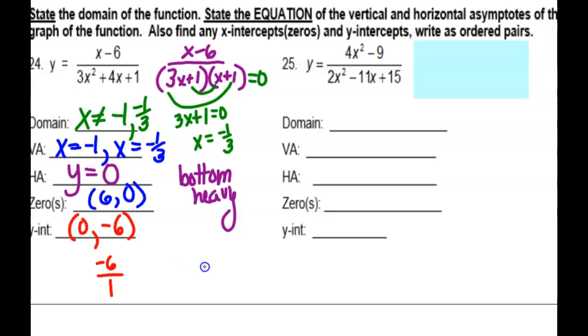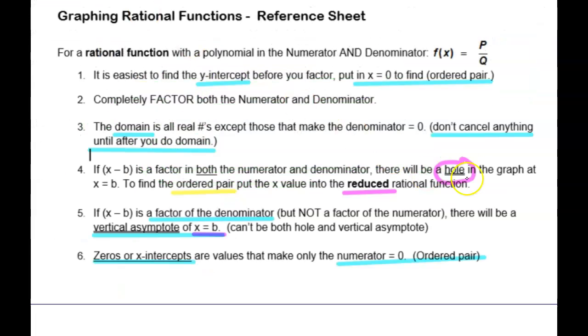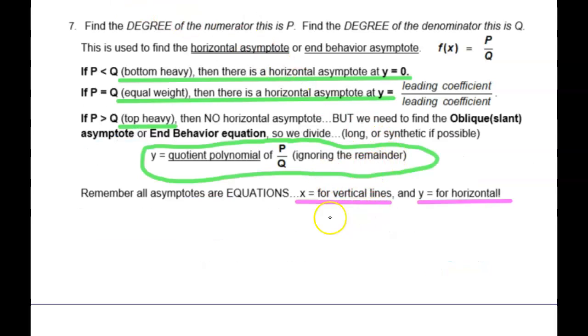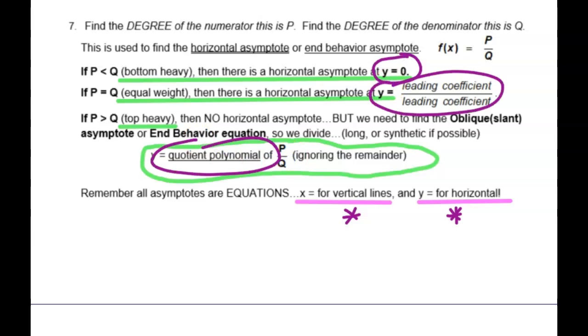Any questions about which ones are equations and which ones are ordered pairs? Okay, I highlighted that here. This one says ordered pair. This one says ordered pair. This one, vertical asymptote, is an equation. 0 is an ordered pair. Both vertical and horizontal lines are equations. This one says y equals, y equals, y equals. All right.